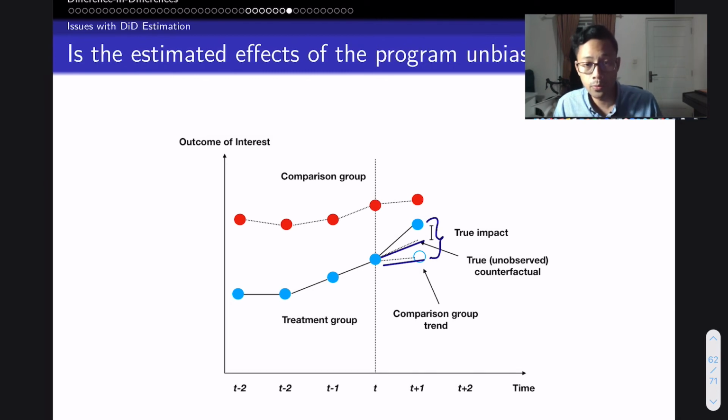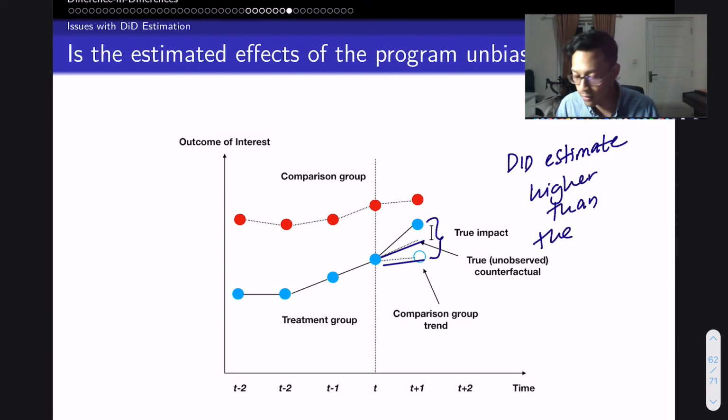So here's the key. We are never going to be able to identify the counterfactual. So you have to use this logical line of thought to know whether this is going to be overestimated or underestimated. For this particular case, since the treatment is trending in a steeper manner, but the trend of the comparison group is relatively flatter, then the true impact is actually lower than the estimated impact itself. So in this particular case, it's going to be overestimated.